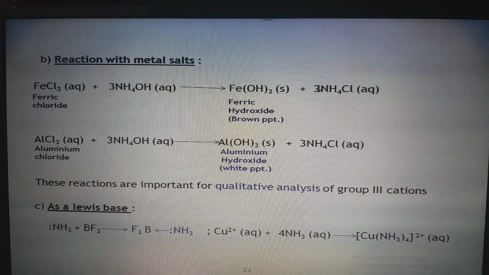Ammonia acts as a Lewis base, as ammonia lacks d orbitals and its atomic size is very small, so it has a very large electron density. Due to this, it can donate its electrons very easily to Lewis acids or any other electron-deficient species. Hence, it acts as a Lewis base. In this reaction, BF3 is a Lewis acid and NH3 is a Lewis base. So, both of them react together to form an addition product or an adduct. Ammonia also reacts with d block elements like copper to form complex ions.